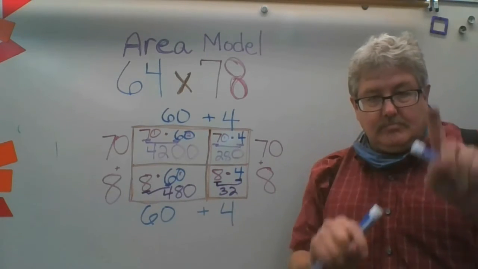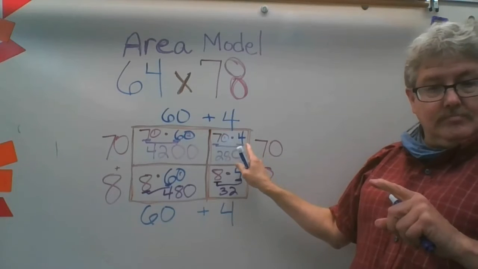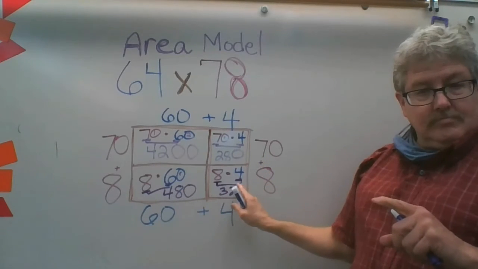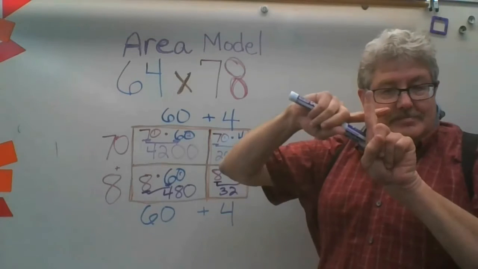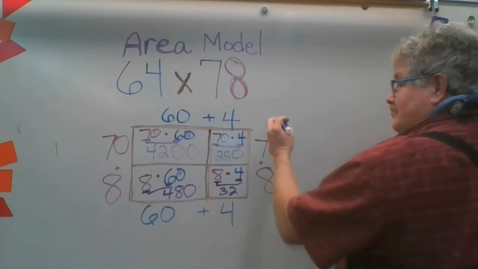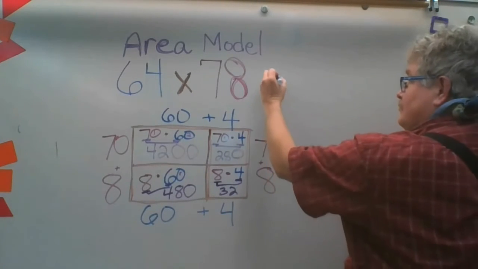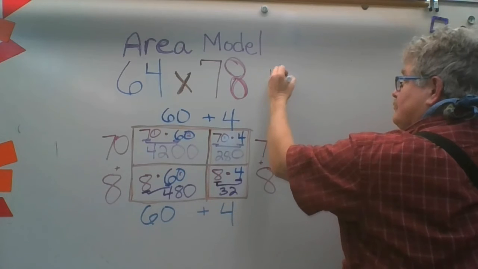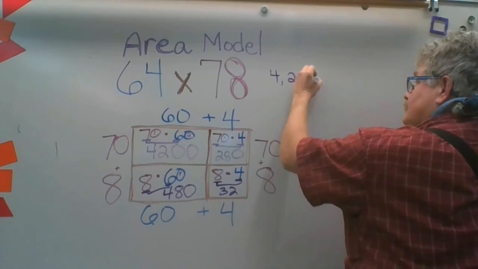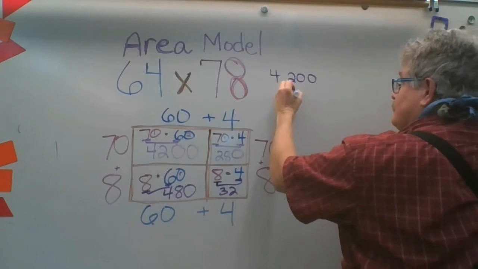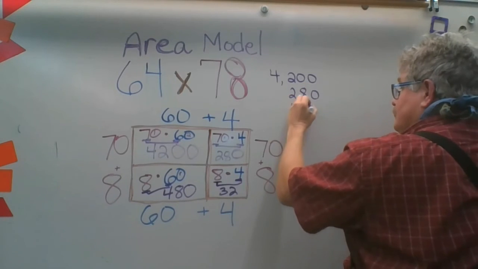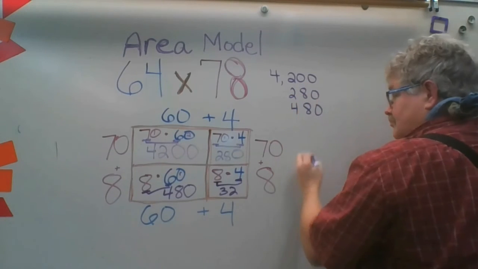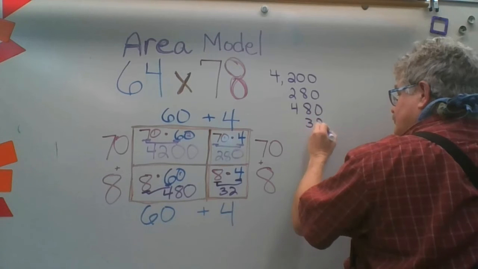All right, so I'm done with my multiplying. And now I'm going to take these four numbers and I got to add them together. So I'm going to, that's right, we're going to add. So I'm going to take it up here and I'm going to start with my largest number, 4,200. That's going to allow me to line all the other numbers up with it to add 280, 480, and 32.